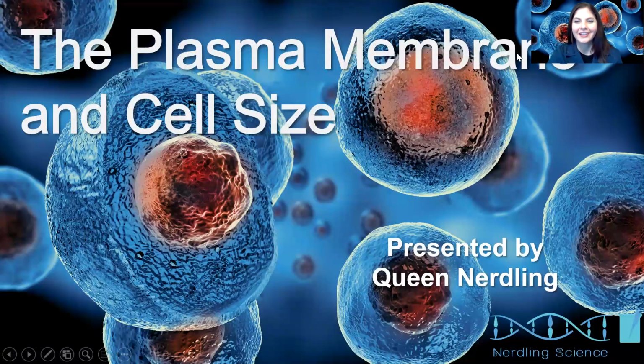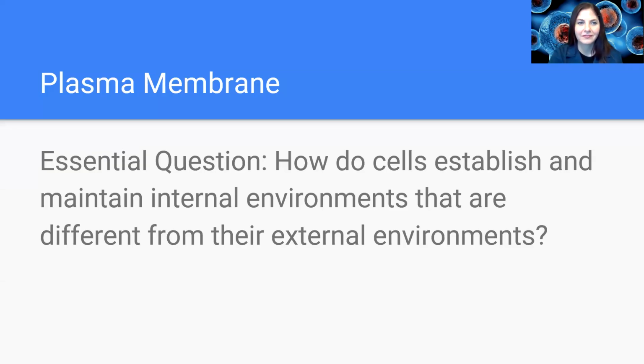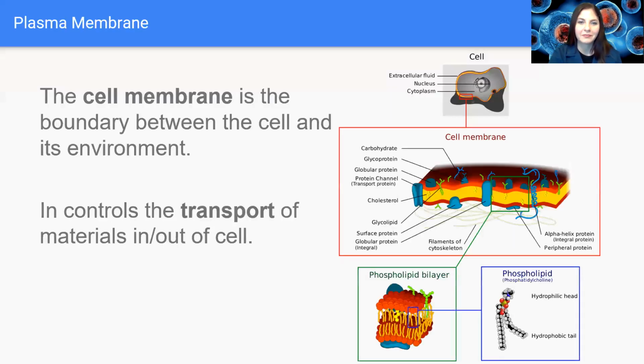So specifically, we're going to be discussing the plasma membrane and the properties of the plasma membrane, as well as why cells are so small and why there are limitations to cell size. So the question that you should be asking yourself is, how do cells establish and maintain their internal environments that are different from their external environments?